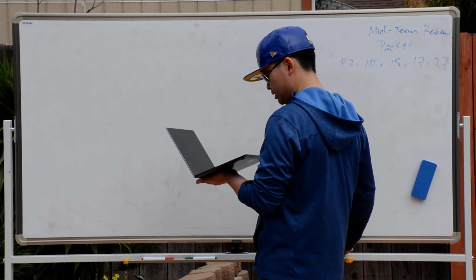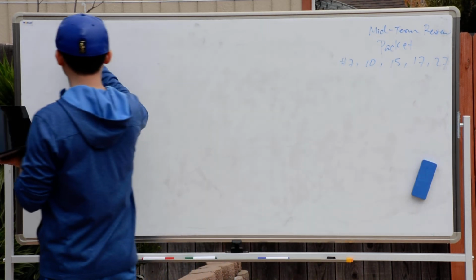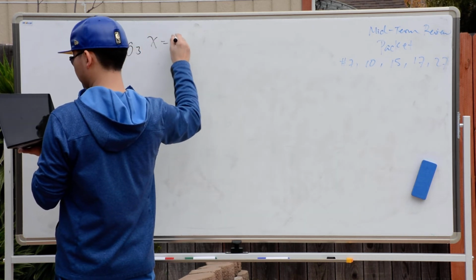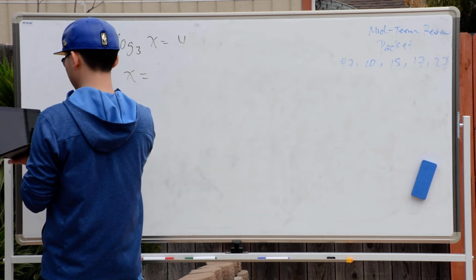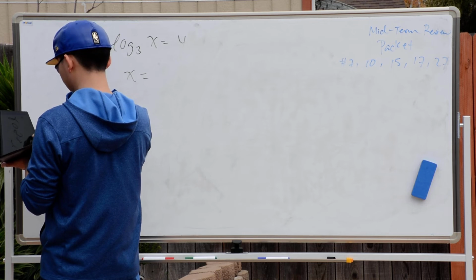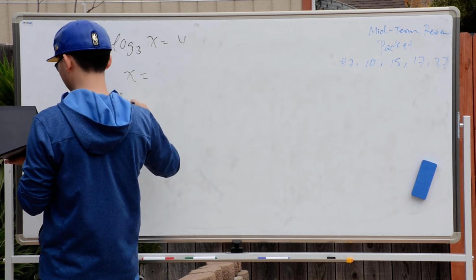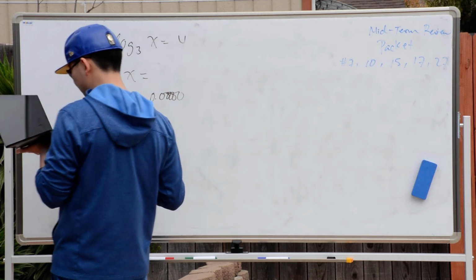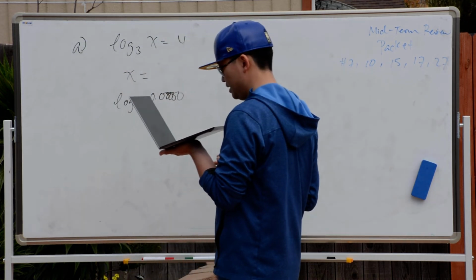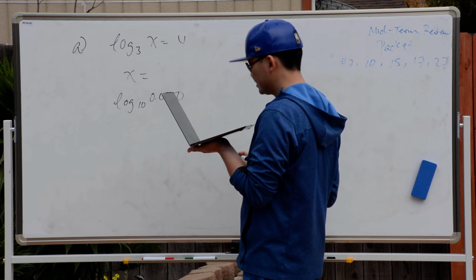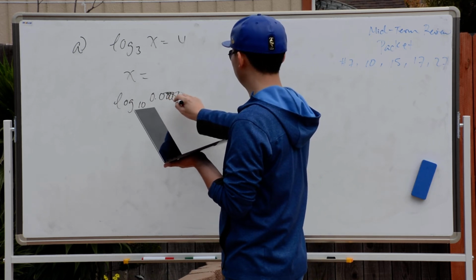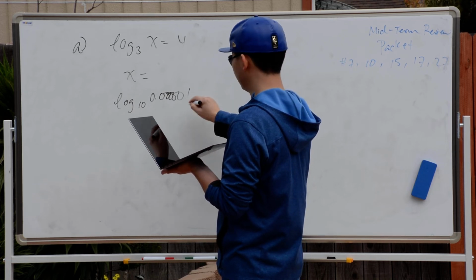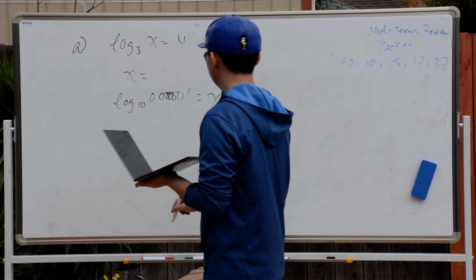27. So part A shows that log base 3 of x equals 4, and you want to solve for x. And then for part B, that's log base 10 of 0.000001, let's see how many zeros that we have: 1, 2, 3, 4, 5, 6. Okay, 6 zeros, a small decimal, so that equals x. So you want to solve for x.